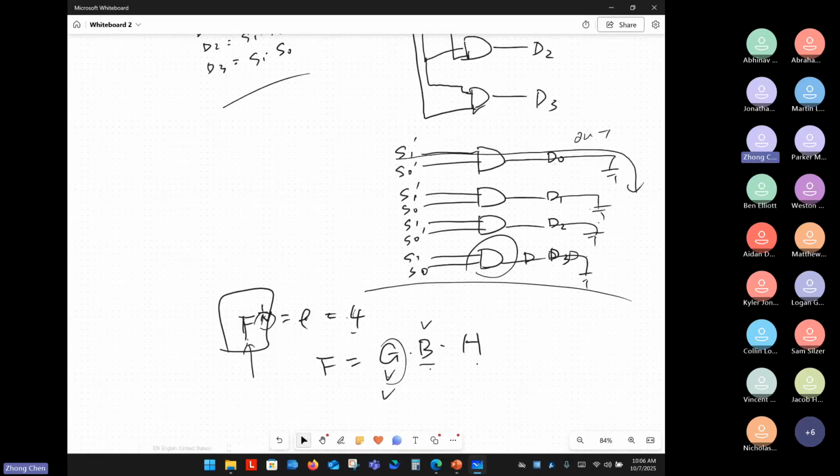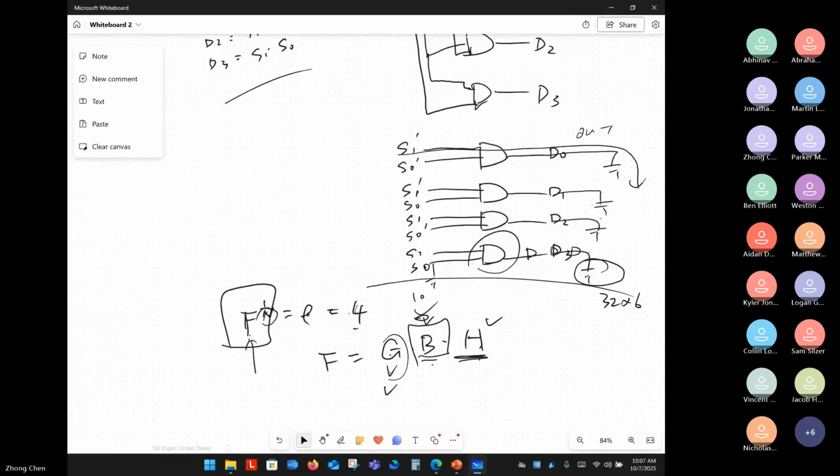And what is the B value here? Okay, let's skip the B for a while. The H value should be straightforward, right? Because we know the output capacitance value, 32 times 6, and the input capacitance value, which is the 10 that is given. So we should be able to calculate the H value as well. So the G and H can be calculated. But the B, the branching effort, is pretty tricky here. What is the branching effort?